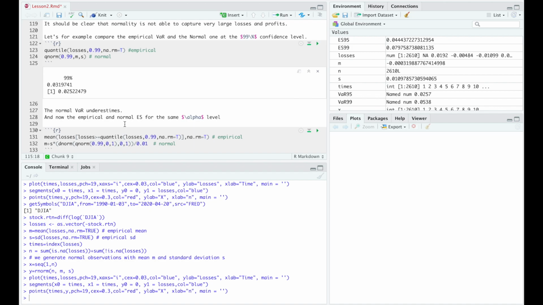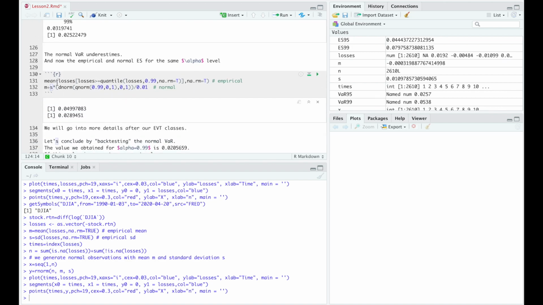Let's perform one simple exercise. Let's compute the 99% empirical value at risk of our data set. So as before, we compute the quantile at the 99% confidence level of our losses, and what we get is a value of 0.03. We also compute what is, under normality, the 99% value at risk of a normal distribution with the same mean m as losses and the same standard deviation s as the standard deviation of losses. And we see that this value is 0.025. So already at a very simple inspection that we can have by comparing these two values, we see that there is clearly a difference in terms of value at risk. So the normal value at risk tends to underestimate the actual empirical value at risk.